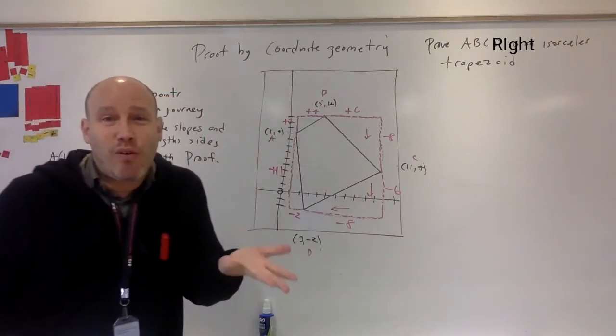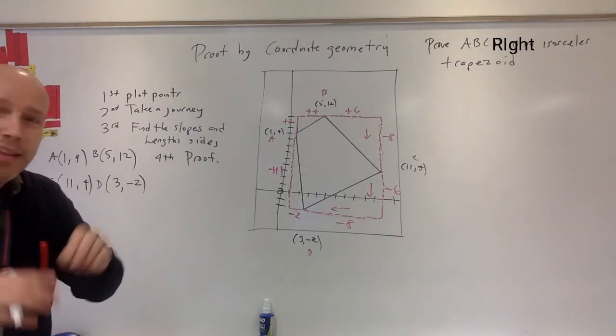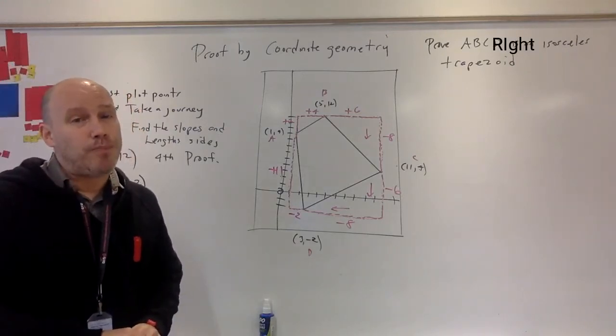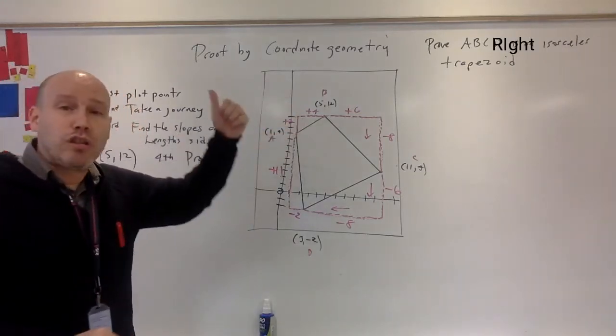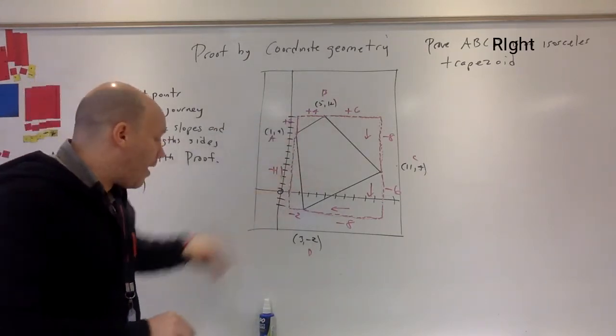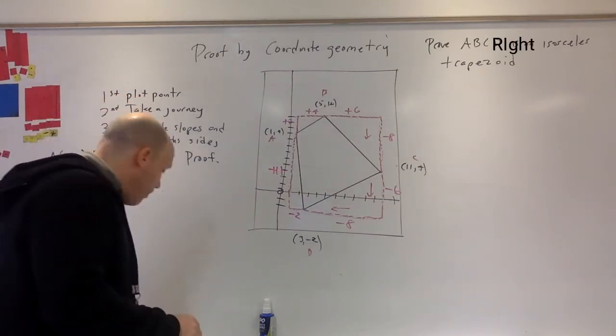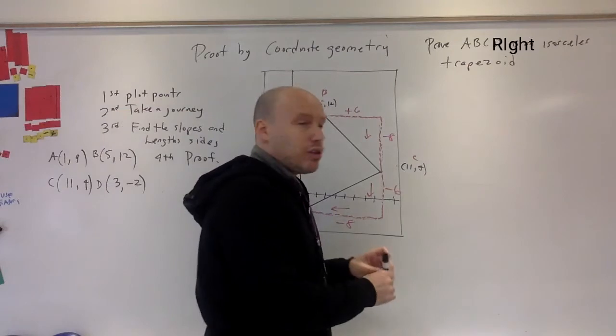Nice. Well, now we're done. Next, we're almost done. The last thing I insist that you do is that you identify the slopes and the distances of the 4 sides. Once you have the journeys, you have all this information. So let's get this down.